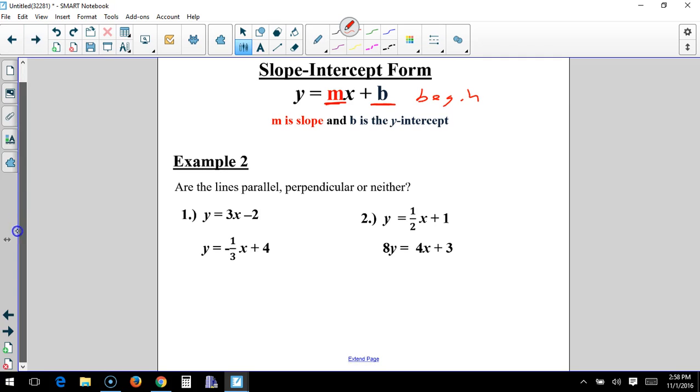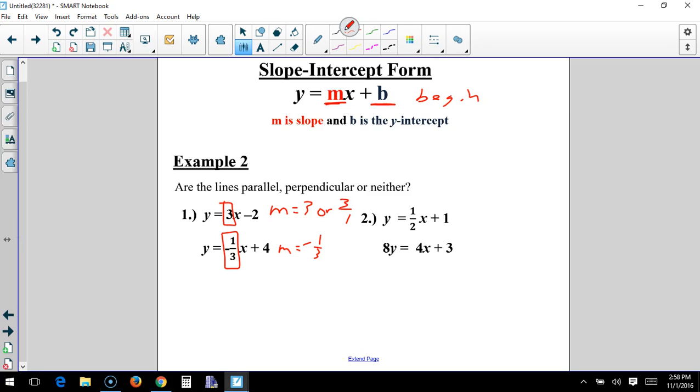Are these lines parallel, perpendicular, or neither? Well, I look at the slope here. M is 3. We can also write that as 3 over 1. We don't usually, but we can. Up 3, right 1. Here, M is -1/3. Well, if you look at that, here we have a positive, here we have a negative. 3 over 1, 1 over 3. Opposite and reciprocal. Perpendicular. You can use the symbol instead of the word if you like.